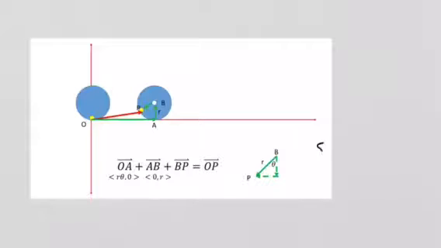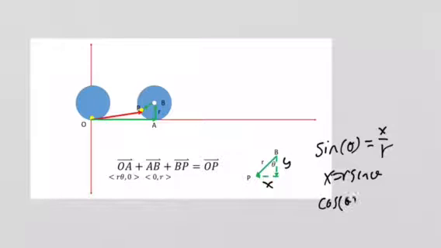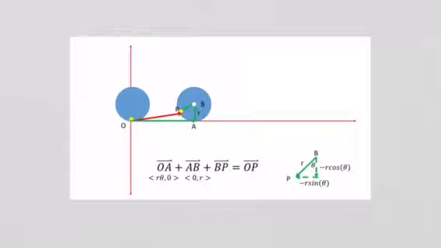So what if I say sine of theta, and let's call this x and y for now. What if I say sine of theta equals, well, what's opposite? It's x. What's the hypotenuse? It's r. So then x is just r sine theta. What if I do cosine theta? Well, what's adjacent to theta? Y. What's the hypotenuse? R. So I get cosine theta is y over r. So y equals r cosine theta. Okay, so that would mean that we can just write BP like this.